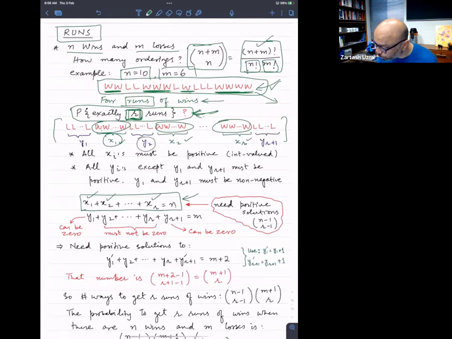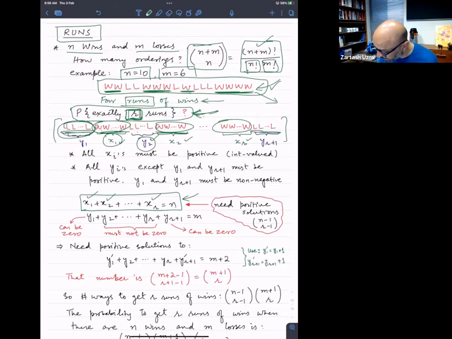ये I need to make sure कि ये y2 जो है ये दरमियान में ये लॉसेस ये ना हो कि ये गायब हो जाए. अगर ये गायब हो गए तो ये x1 और x2 ये तो मिल जाएंगे, ये तो एक ही रन हो जाएगा. So I need to make sure कि y2 is also greater than or equal to 1. y3 also greater than or equal to 1. ये एज पे जो y है ये लॉसेस ये गायब हो सकते हैं.